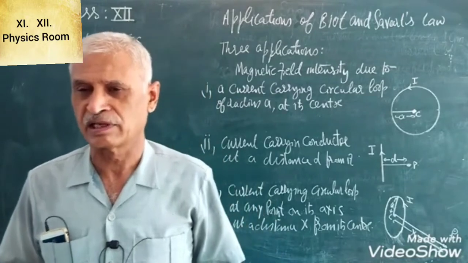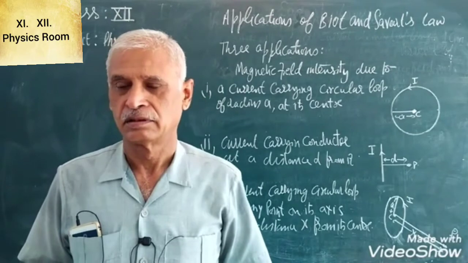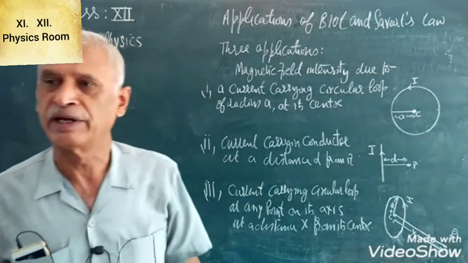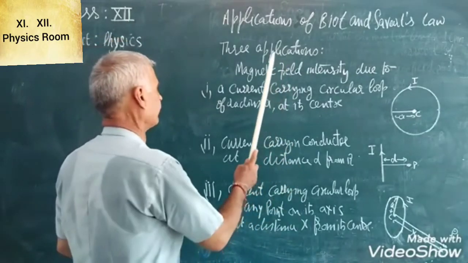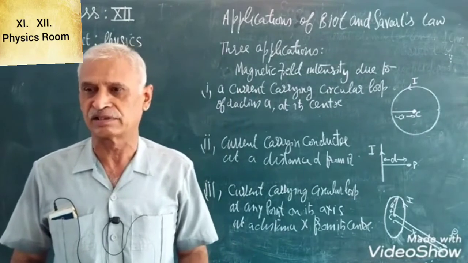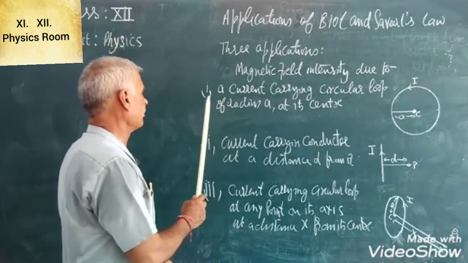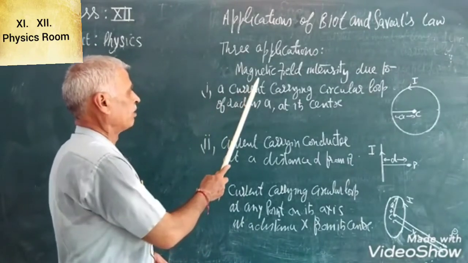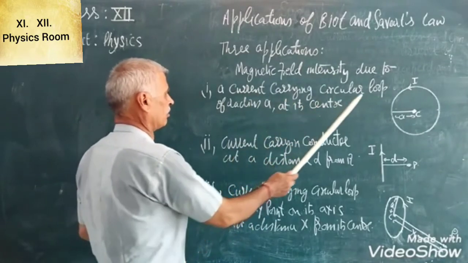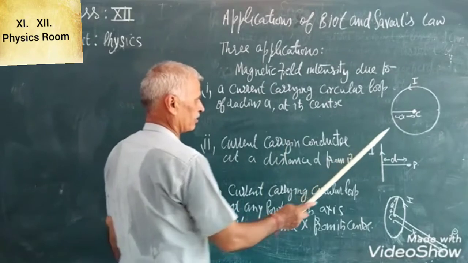Last time we discussed Biot and Savart's law. Today we are to take up the applications of Biot and Savart's law. There are three applications of Biot and Savart's law that we are to discuss. First application is magnetic field intensity due to a current carrying circular loop of radius A at its center.